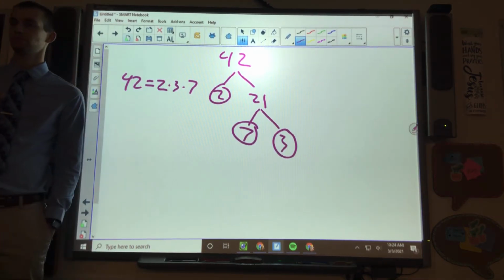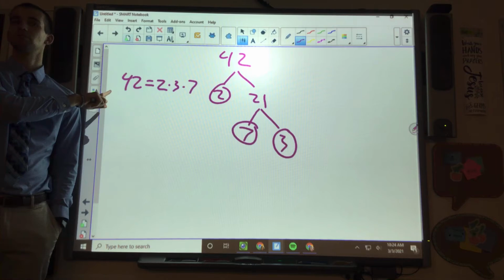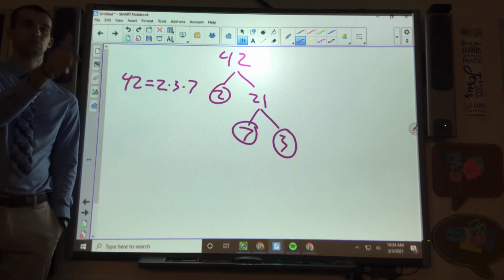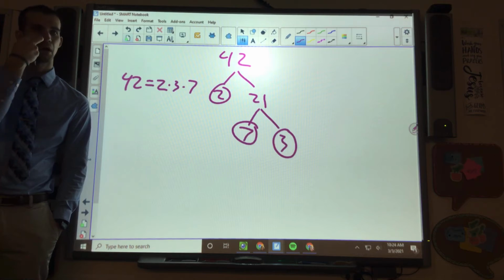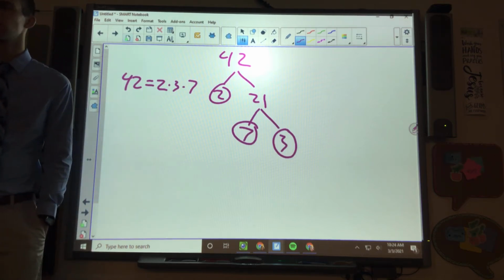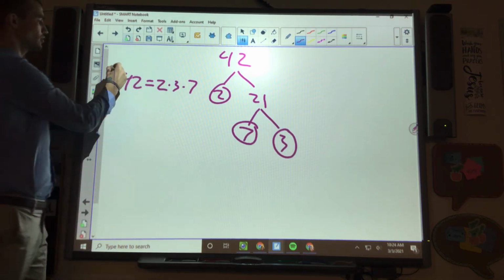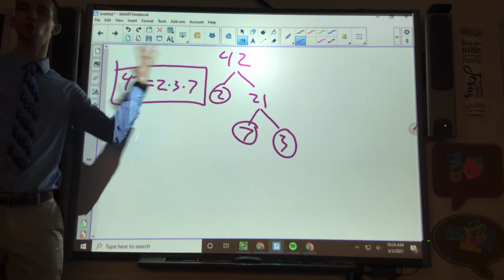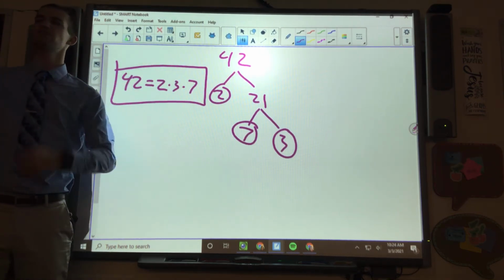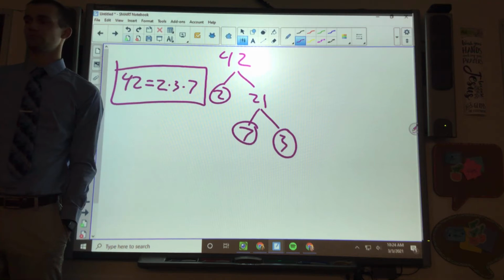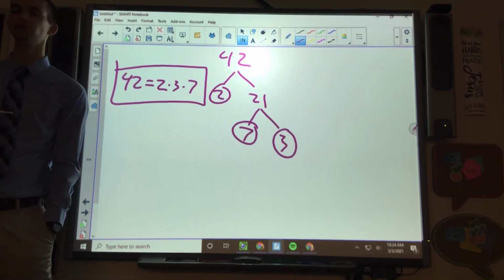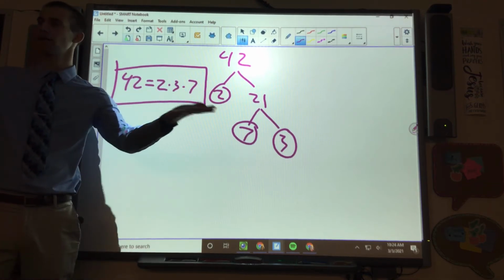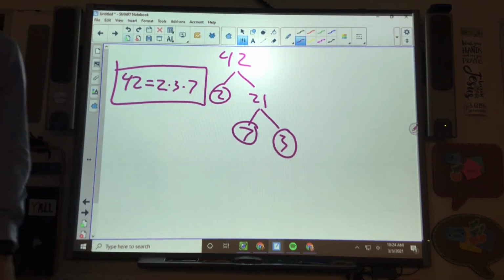Done. What am I missing here, though? The 1. Why do I not put the 1 on here? Because 1 times 2 is 2. It doesn't really do anything, it doesn't really matter. So prime factorization, this is the whole thing. If you can do this, this assignment's going to be super easy for you. And if you're not perfect at your multiplication tables, you can use your assignment notebook and do it that way.